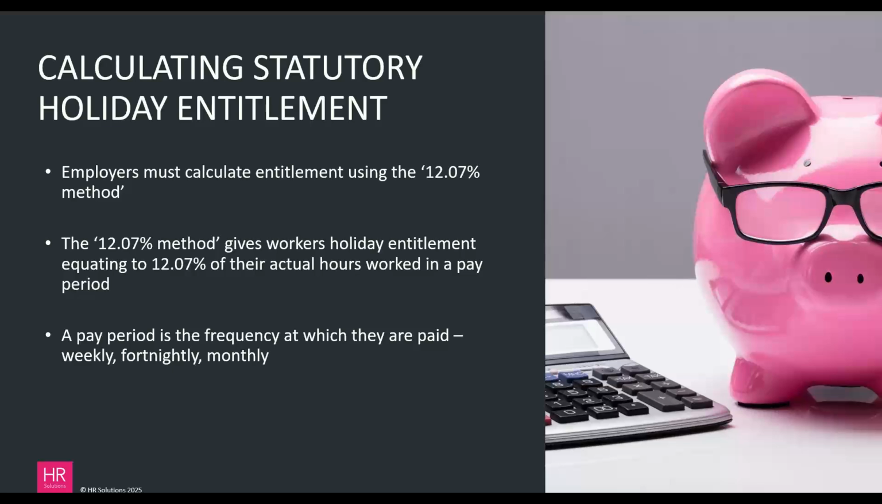It was banned and deemed unlawful, but through various case rulings and the reforms last year, it's been brought in as a lawful method. So the 12.07% method is essentially giving workers holiday entitlement that equates to 12.07% of the actual hours worked in a pay period. So when we talk about pay periods, just to clarify, if you're paying somebody weekly, it's that, or it could be monthly, fortnightly. So it's the frequency which somebody is paid.